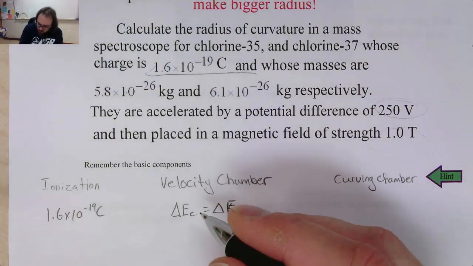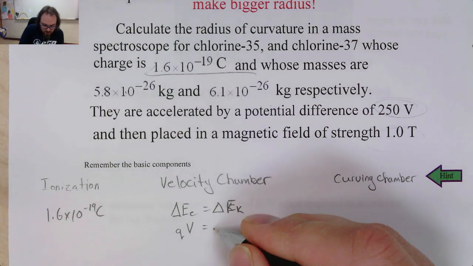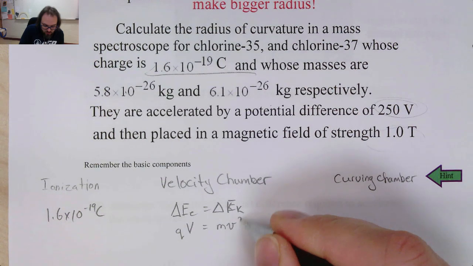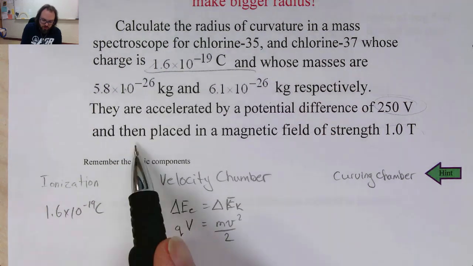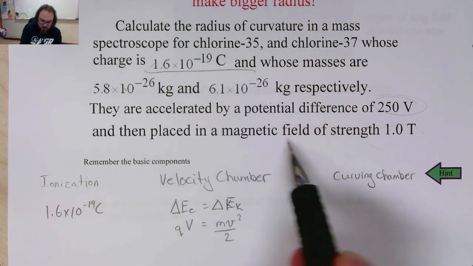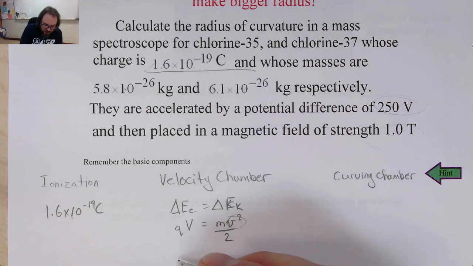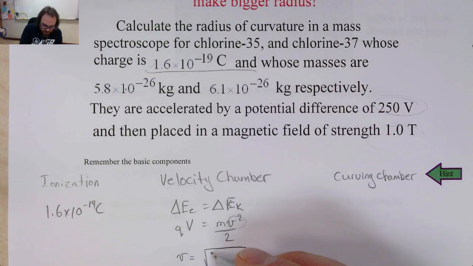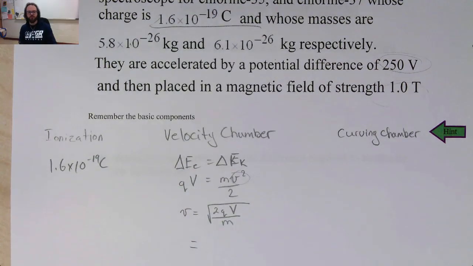So we're going to continue this. We know that my charge times volts is equal to my mass times velocity squared divided by 2. Now we want to know what the potential difference is, so I'm going to find my velocity. To solve for that, I'm going to rearrange this. I'm going to end up getting velocity is equal to the square root of 2 multiplied by my charge multiplied by my potential difference, all divided by my mass.